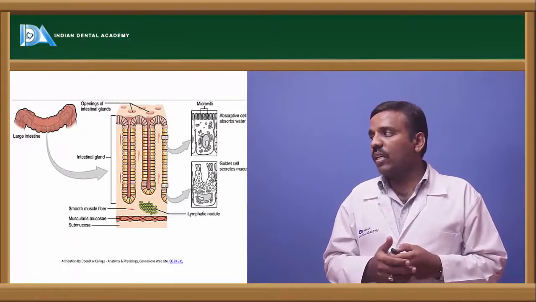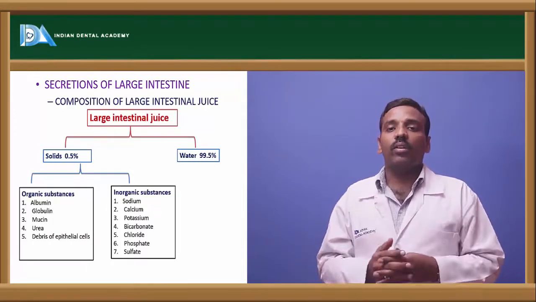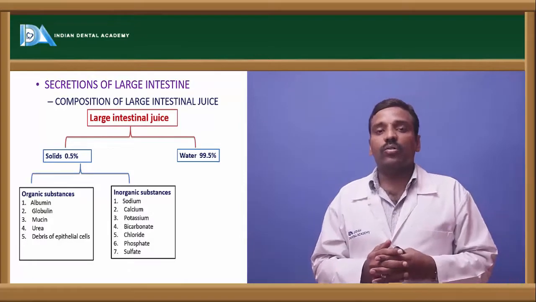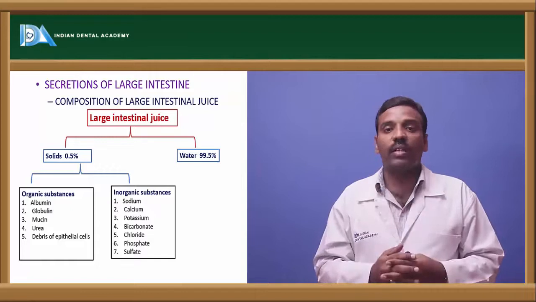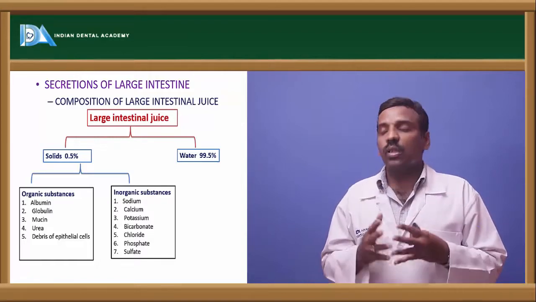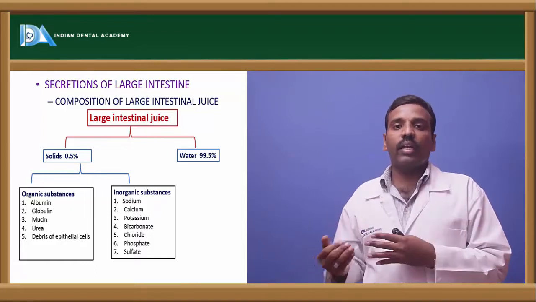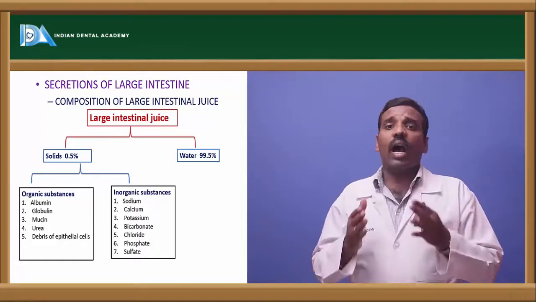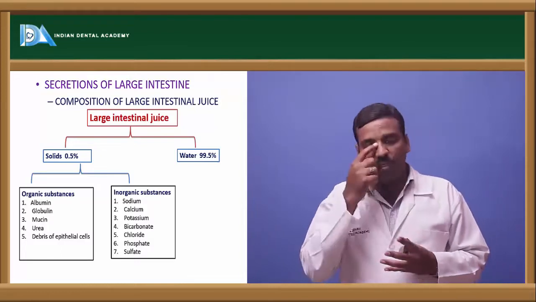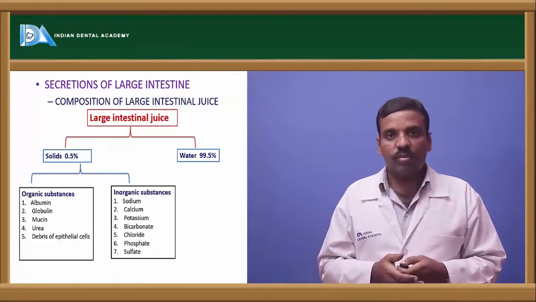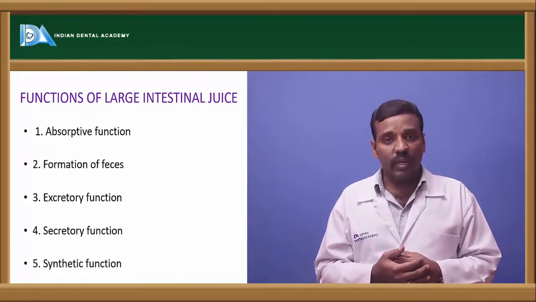And next, the secretion of the large intestine is called large intestinal juice. It contains 0.5% solids and 99.5% water. The solids are again divided into organic components and inorganic components. Inorganic components are the minerals, and the organic components are albumin, globulin, mucin, urea and the debris of the epithelial cells.